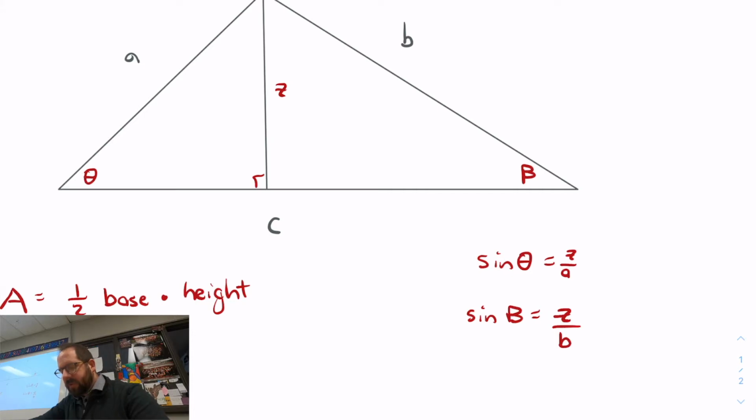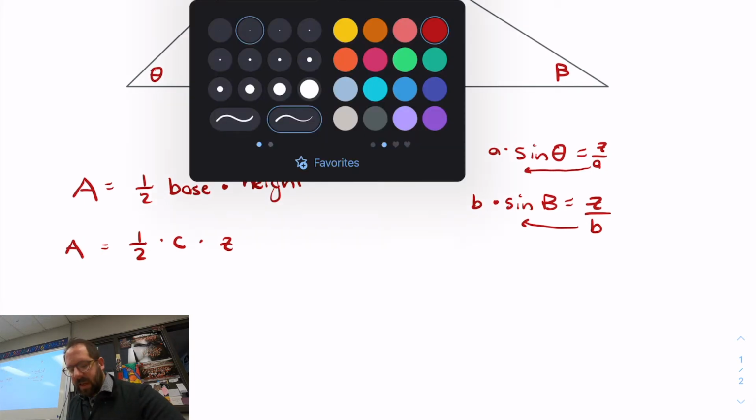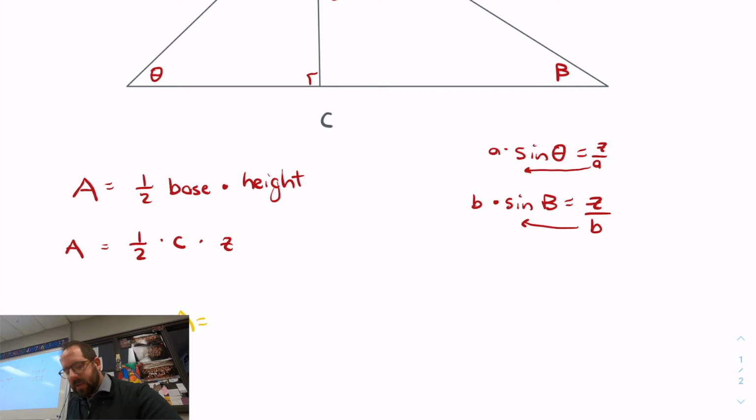And then they just solve for Z. They multiplied the A across, and they multiplied the B across. So B times that, and they could substitute those in. So for the area formula, this is how they came up with it: half times C times A times sine of theta. And they could have also used B times sine of beta.